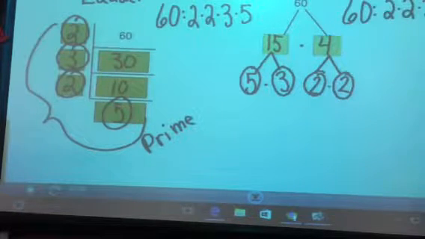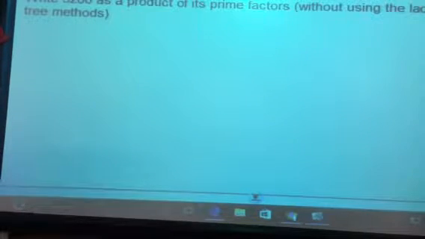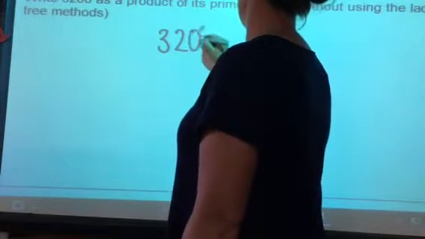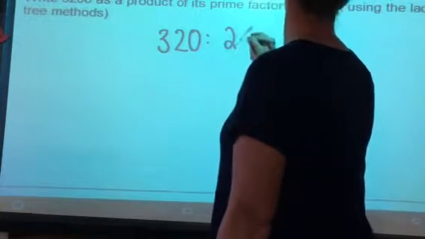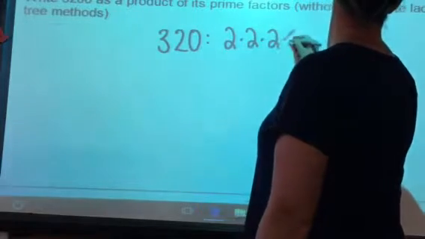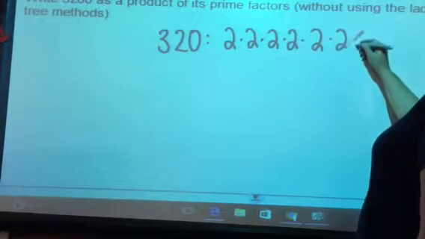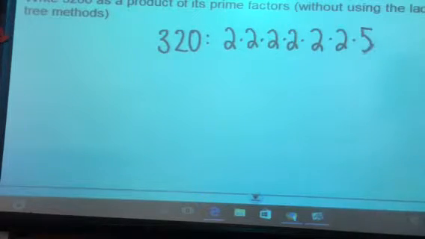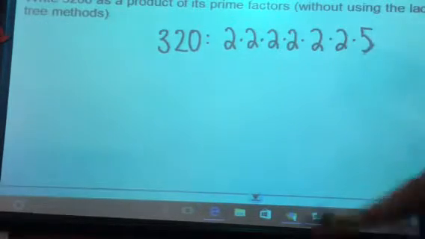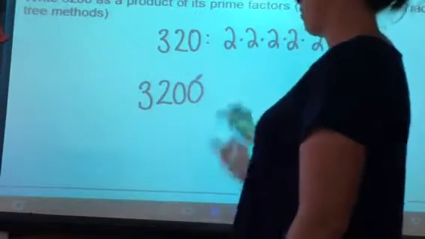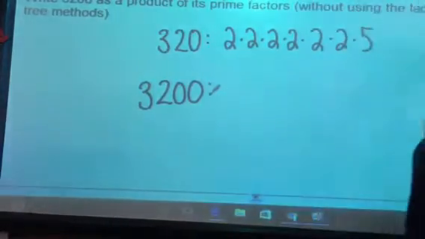And I wanted to show one more example that students might struggle with. Looking at this, it says given that 320 is 2 times 2 times 2 times 2 times 2 times 5, there are 6 2's and a 5. They want us to figure out what 3,200 is without actually doing the prime factor tree.